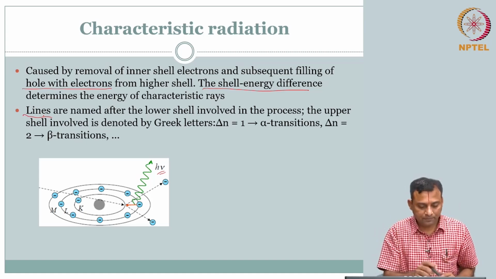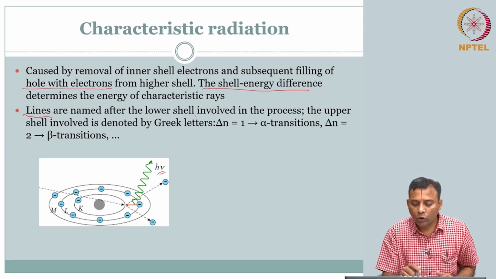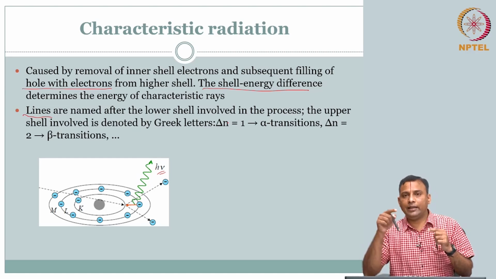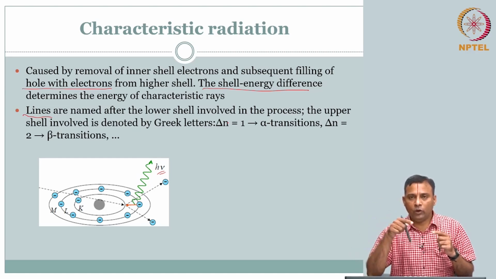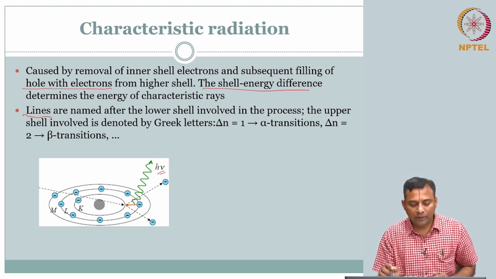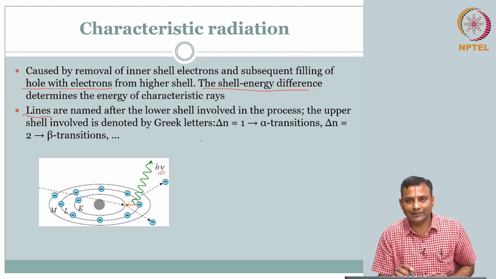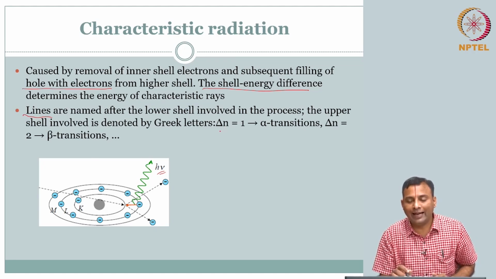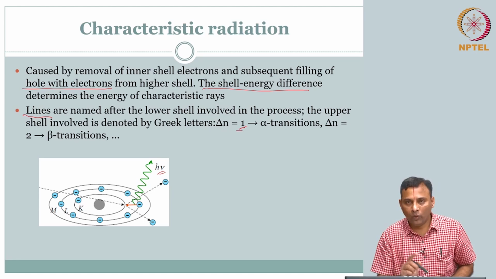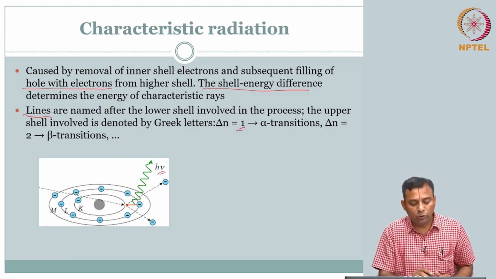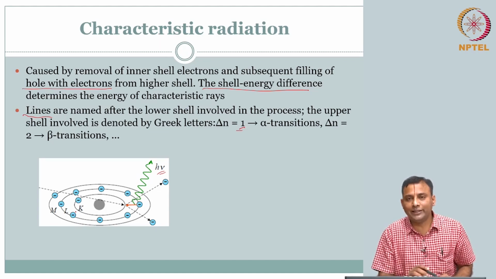Remember, spectral lines. Lines are named after the lower shell involved in the process. What is the lower shell? K is the lowest, then L, M, N. So, the lower shell that is involved in the process, that shell will be used. The upper shell involved is denoted by Greek letters. What does that mean? For example, delta n equal to 1 is a one shell transition. You can have that one shell transition anywhere. I can have M to L or L to K. Both of these are one shell transitions.